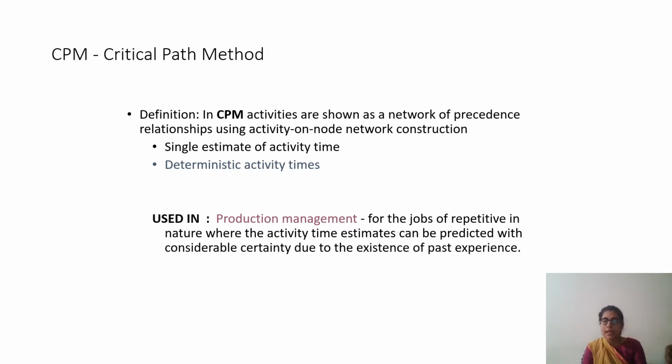In the critical path method, the activities are shown as a network of precedence relationships. That is, the network of relationships which are dependent on each other, interdependent relationships, using activity or node construction, the one we learned.